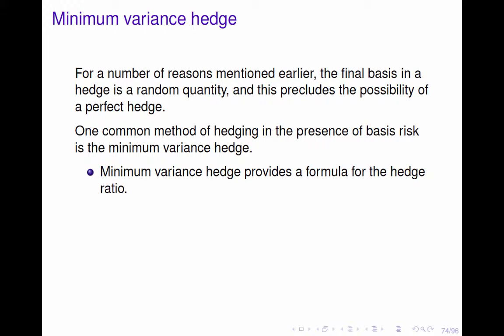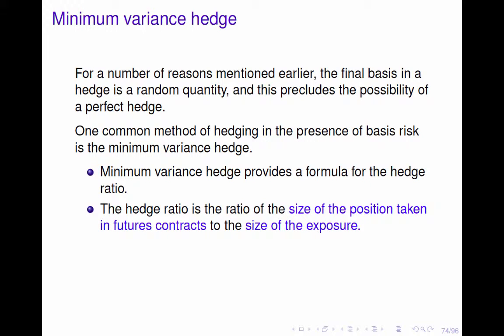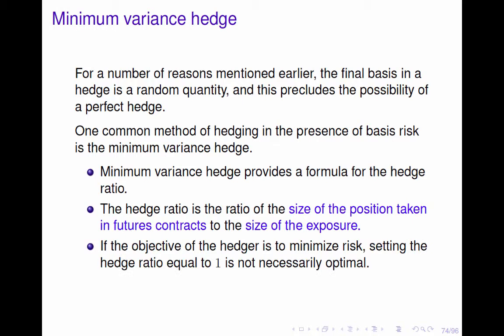Minimum variance hedge provides a formula for the hedge ratio. That is, the ratio of the size of the position taken in the futures contract to the size of the exposure. We're going to see that if the objective of the hedger is to minimize risk, setting the hedge ratio equal to 1 is not necessarily optimal.